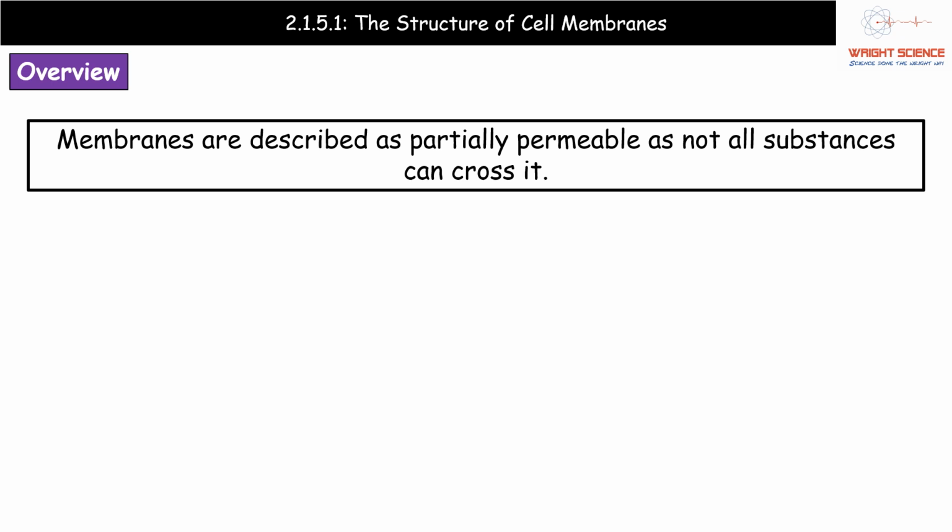In terms of the correct terminology to describe a membrane, we should generally term them as partially permeable. And the reason we use this phrase partially permeable is because not all substances can cross it. If it was fully permeable, absolutely everything can cross that membrane. But that's not going to be the case, because what we find is there are certain substances that will not cross from one side of that membrane to the other. So it's partially permeable.